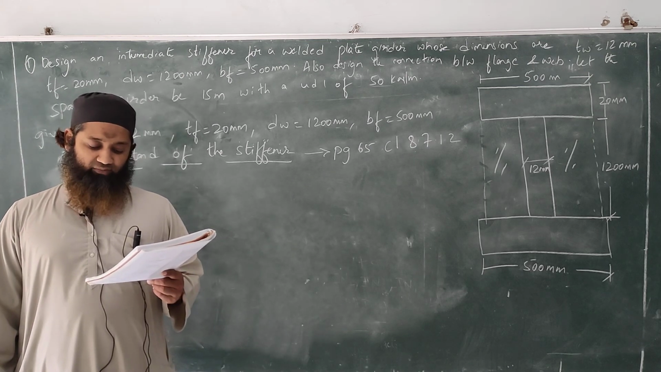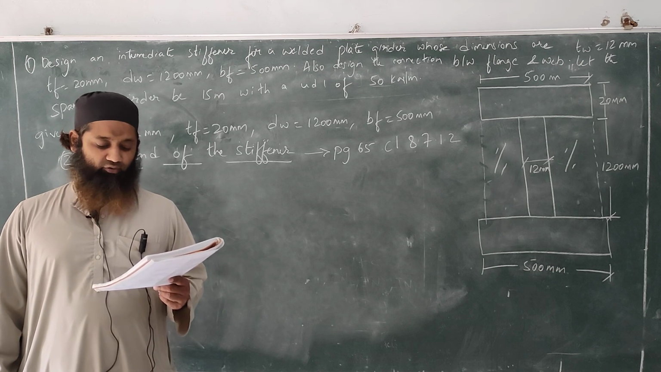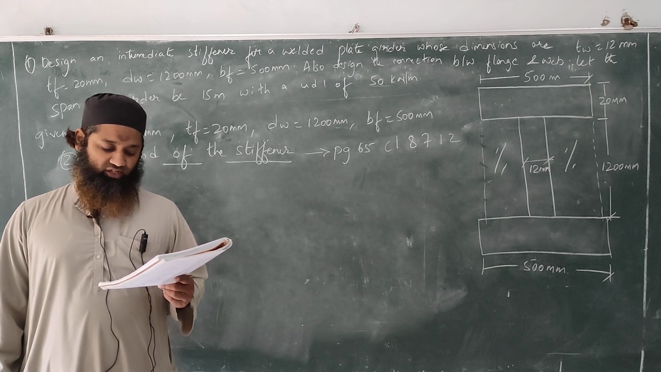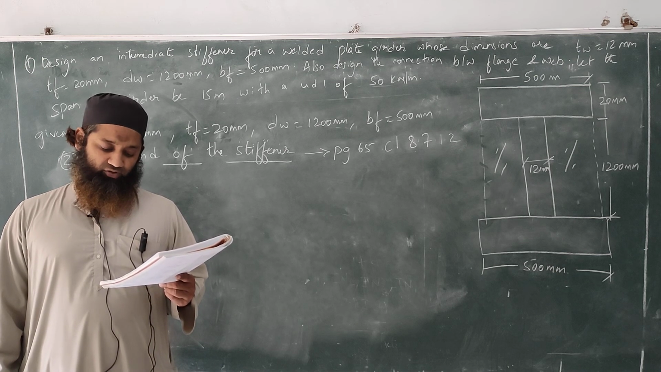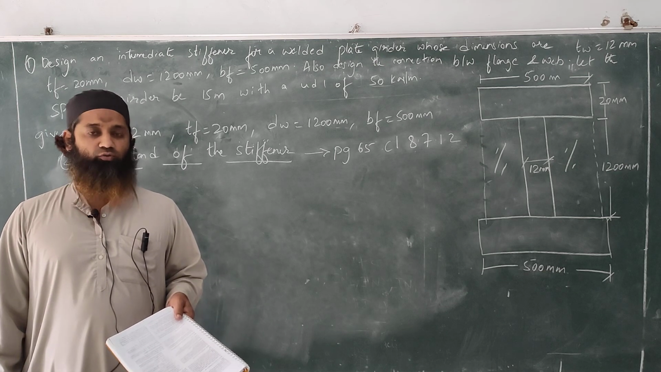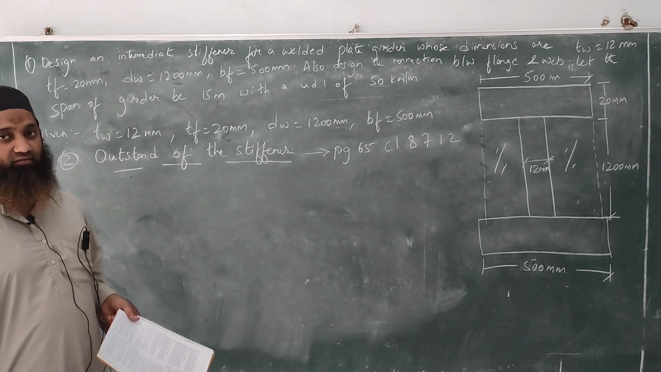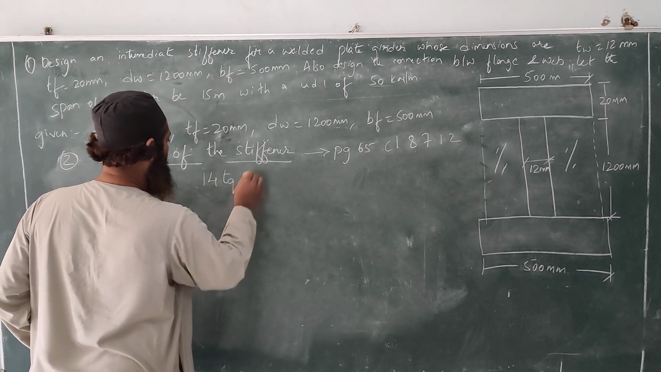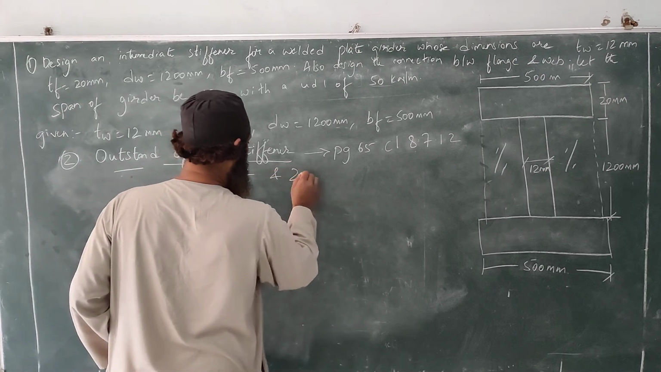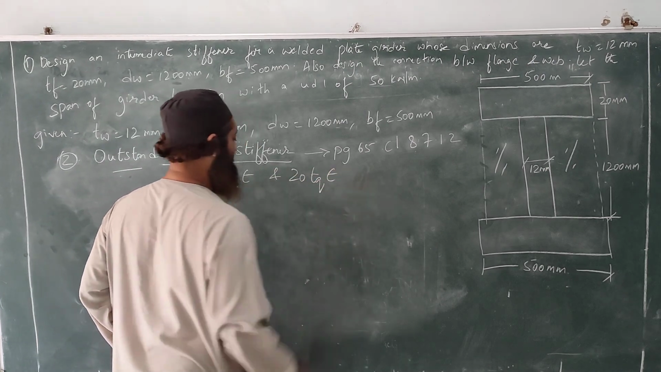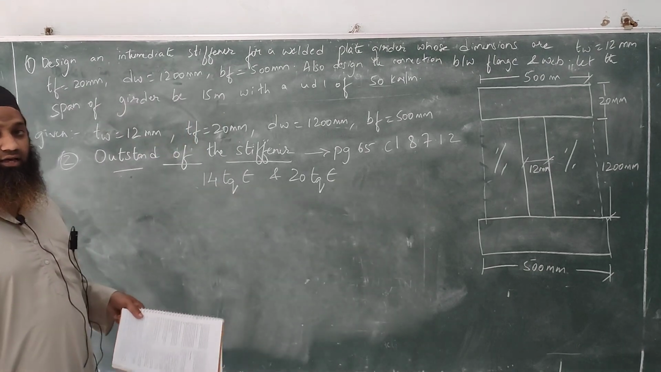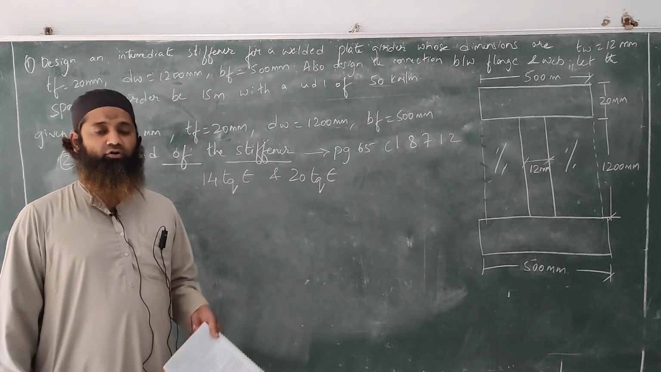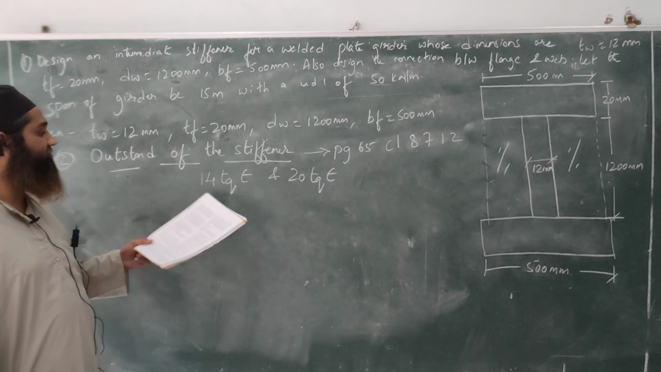When the outstand of the web is between 14 tε and 20 tε, then the stiffener design should be on the basis of a core section with an outstand of 14 tε, where t is the thickness of the stiffener. So basically it is between 14 tε and 20 tε. The clause says that the outstand of the stiffener shouldn't be greater than 20 tε, but for all practical calculations we will be taking it as 14 tε.